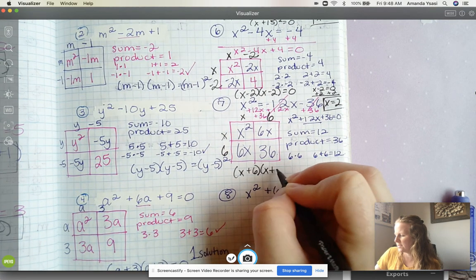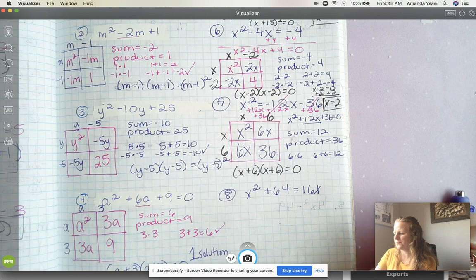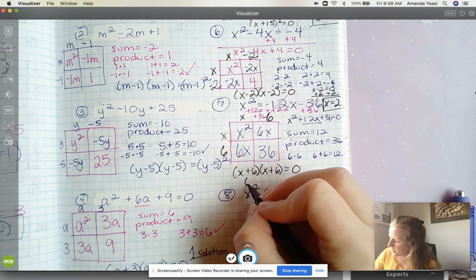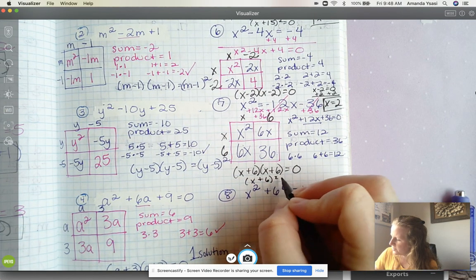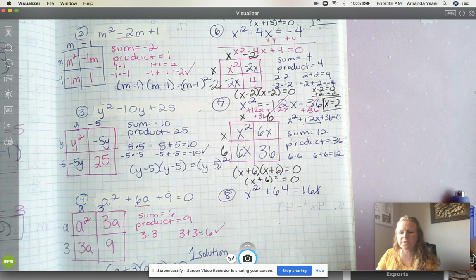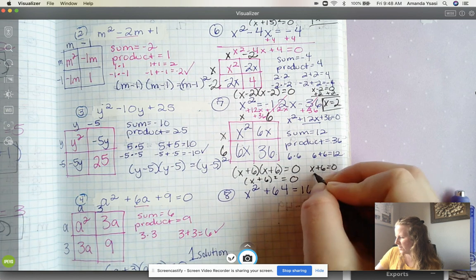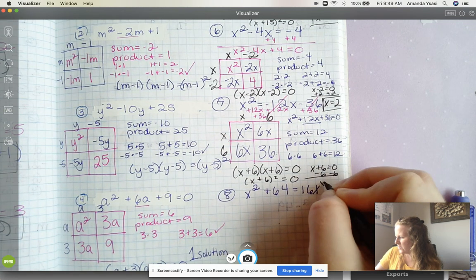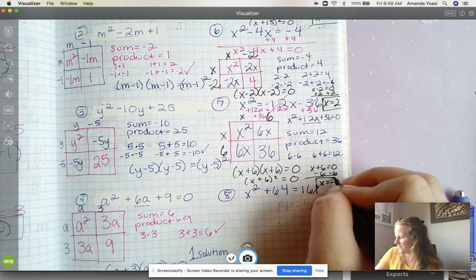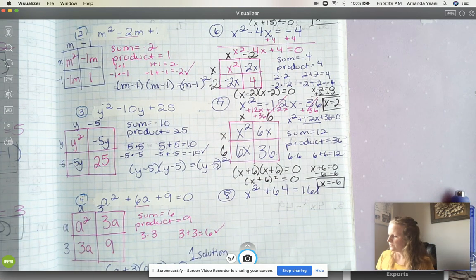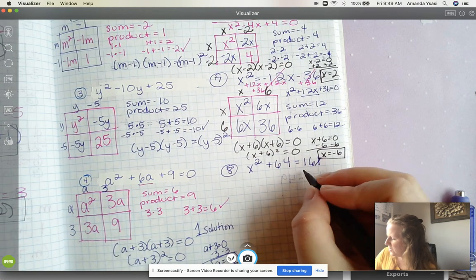X plus 6 equals 0. Which, just like the other ones, we can write as x plus 6 squared equals 0. And you just need to solve one of them, because it's going to get the same solution. So minus 6, minus 6. So x equals negative 6. All right, last one.